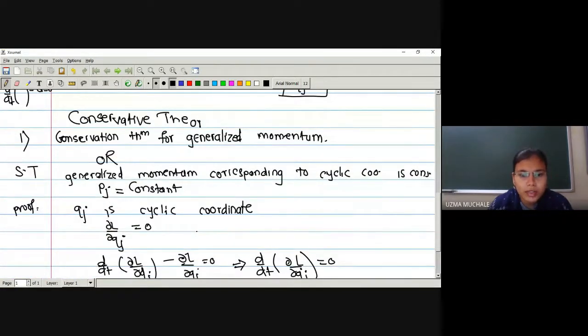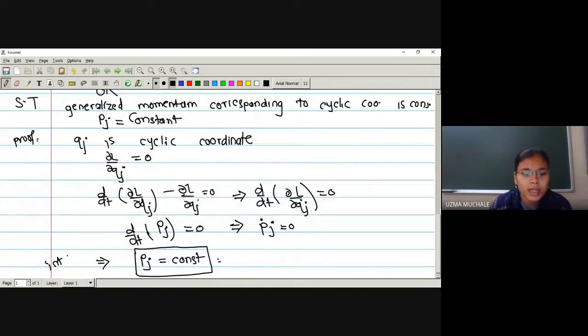That is the conservation theorem for generalized momentum. The question may be like this: prove the conservation theorem for generalized momentum, a 2 or 3 marks question. Or show that the generalized momentum corresponding to a cyclic coordinate is conserved. If it is prove the conservation theorem for generalized momentum, you have to remember that you have to keep one cyclic coordinate, and corresponding to that cyclic coordinate, prove that the generalized momentum is equal to constant.